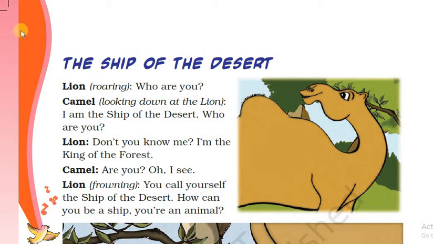In the last video we have seen the new words from Unit 10, the shape of the desert, right? In this video we will see the lesson explanation of the same lesson, that is the shape of the desert. Before I start the lesson explanation, first we will see what is there in the lesson. Here in this lesson, the conversation between the lion and camel is given.